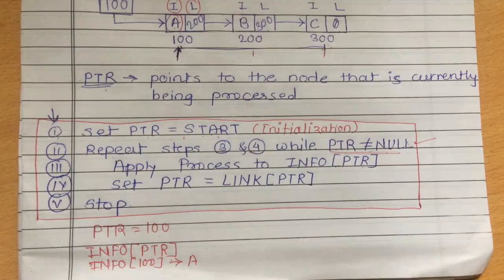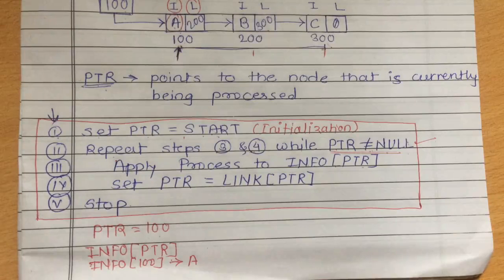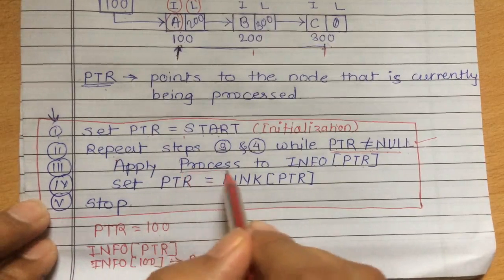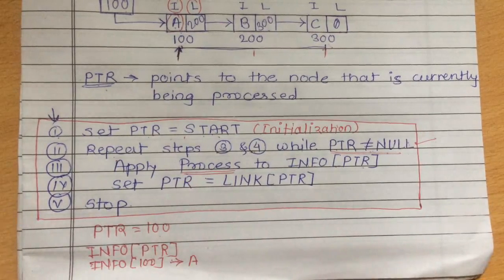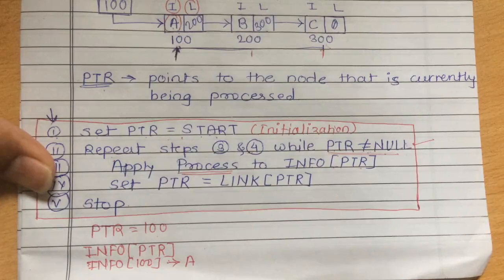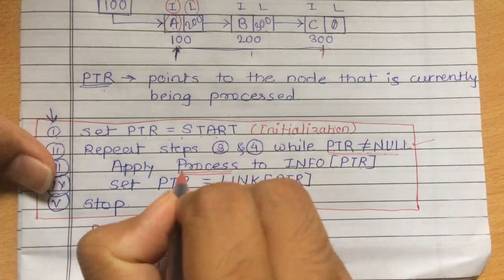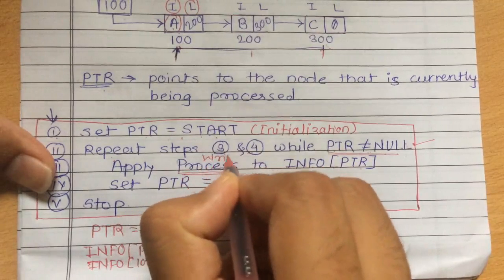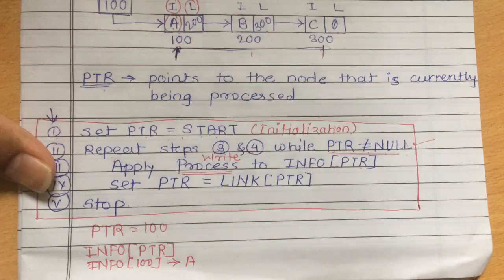Process may be anything. Whatever process you want to perform, you can perform. If you want to display, you can display this value a. It depends on you. So we can apply any process. So I have written this general word process: apply process to info of ptr. Suppose, as of now, you want to write the info. So instead of process we can use the words write info ptr. What it will do is simply display the value a.